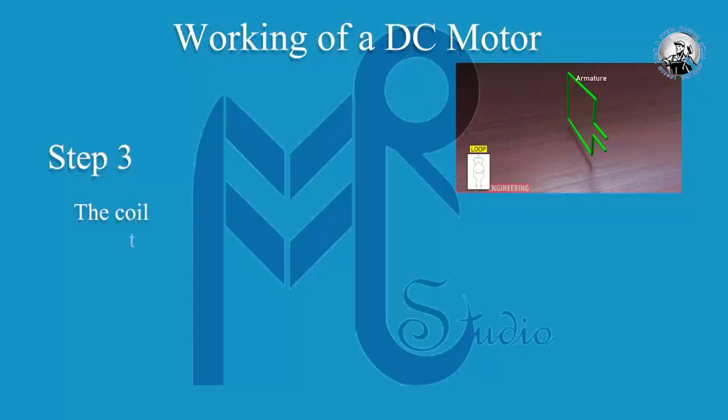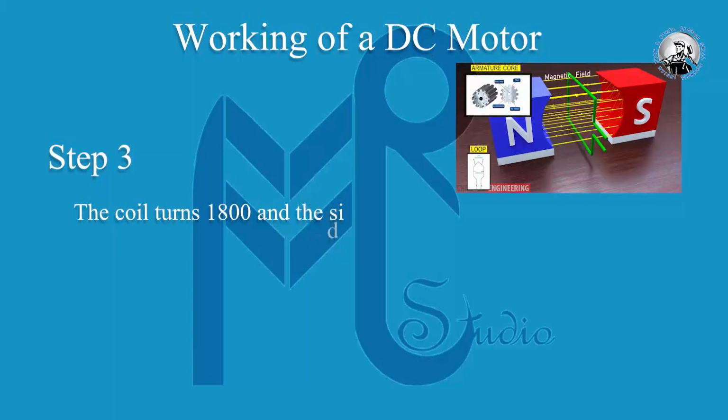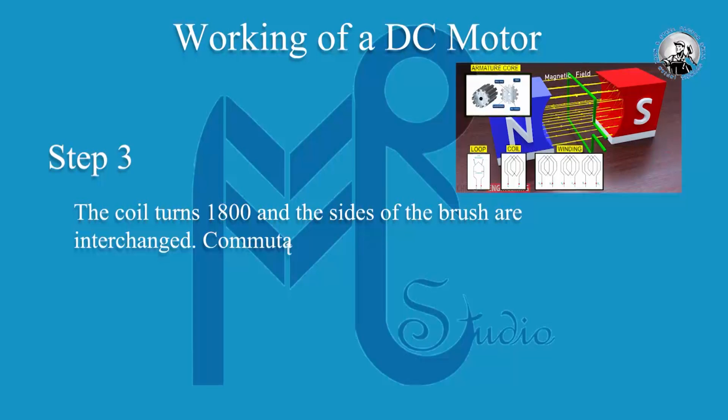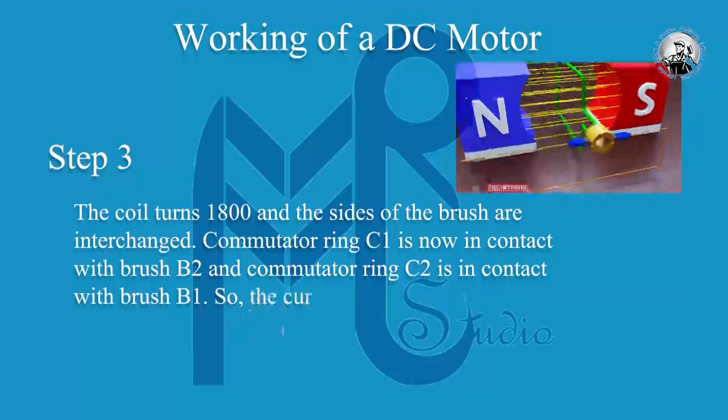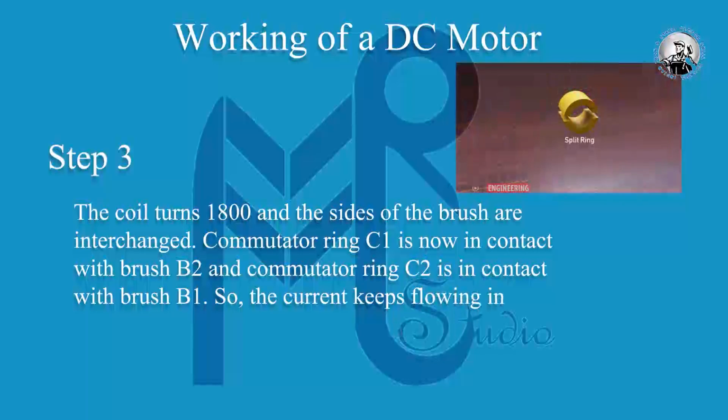Step 3. The coil turns 180 degrees and the sides of the brushes are interchanged. Commutator ring C1 is now in contact with brush B2 and commutator ring C2 is in contact with brush B1. So the current keeps flowing in a similar direction.